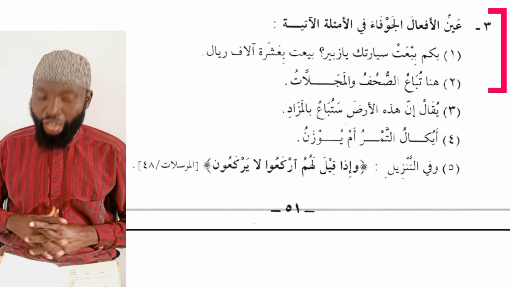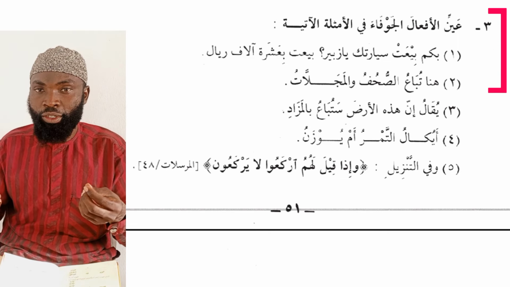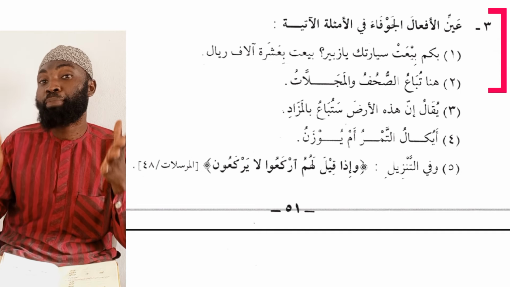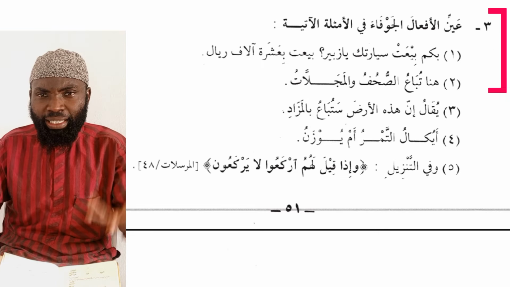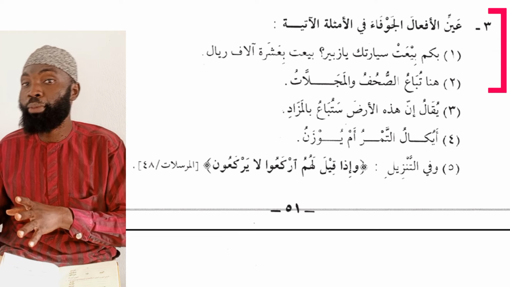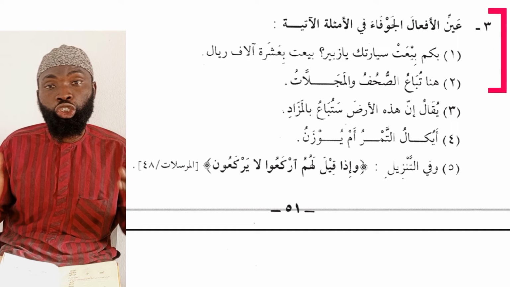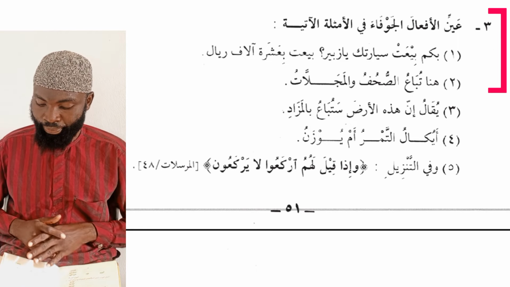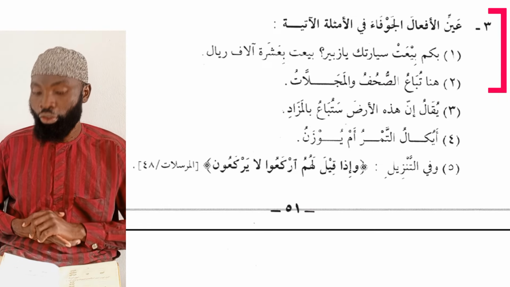Next we have ayukalu tamru am yuzan. Is date palm fruit weighed, or is it measured? Do we measure date fruit, or do we weigh it? You know, you have 2 types of measurements. We can decide to use the scale to weigh it, or we decide to measure it using the container that we have for measuring them, the mud and other things. So the word yukalu is a fi'lun ajwaf, and the word yuzanu is also fi'lun ajwaf.